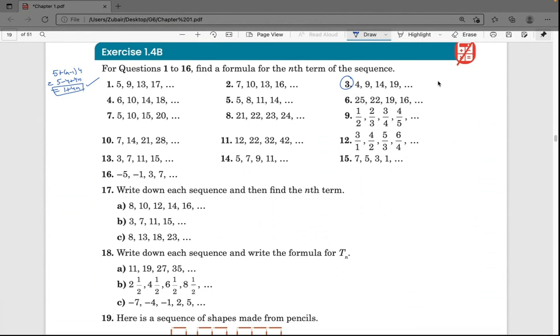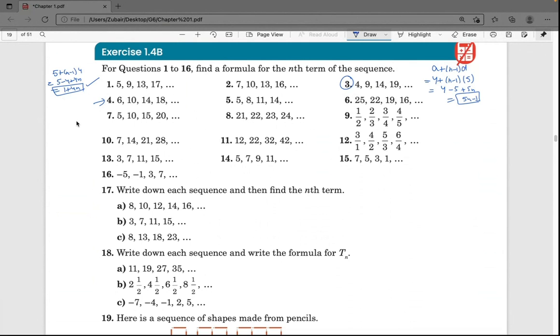I think it's different. See, A plus n minus 1 into D. A is the, sorry, first step. I took plus 1. Yeah, the first term is minus 1, and the difference is plus 5 in this case. So 4 minus 5 plus 5n, and we get 5n minus 1.